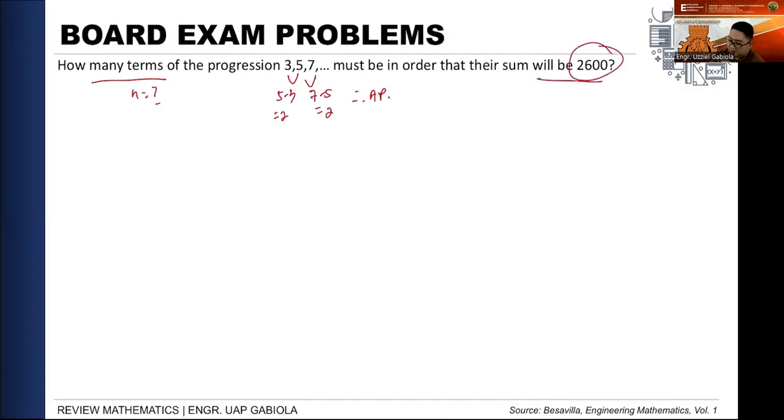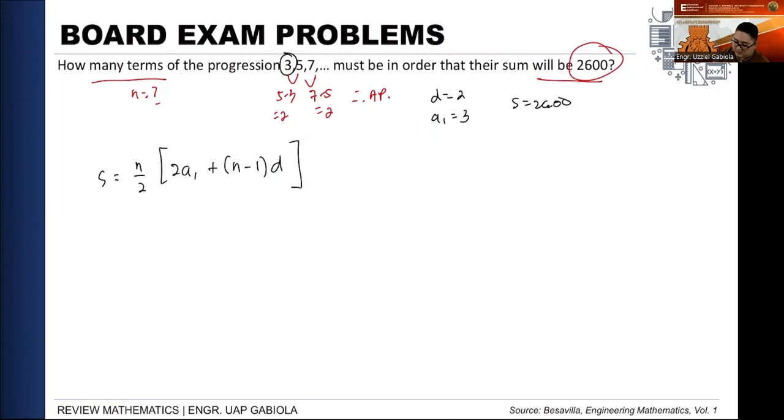Yung formula natin again for sum is S is equals to n over 2, 2A1 plus n minus 1 times d. Pero hindi natin alam yung value ng n. Meron tayong value ng d, which is 2. Ang ating A1 ay 3. According dito, pwede natin substitute. Yung S daw natin ay 2,600. So, 2,600 is equals to n over 2 times 2 times 3 plus n minus 1 times 2. Okay?